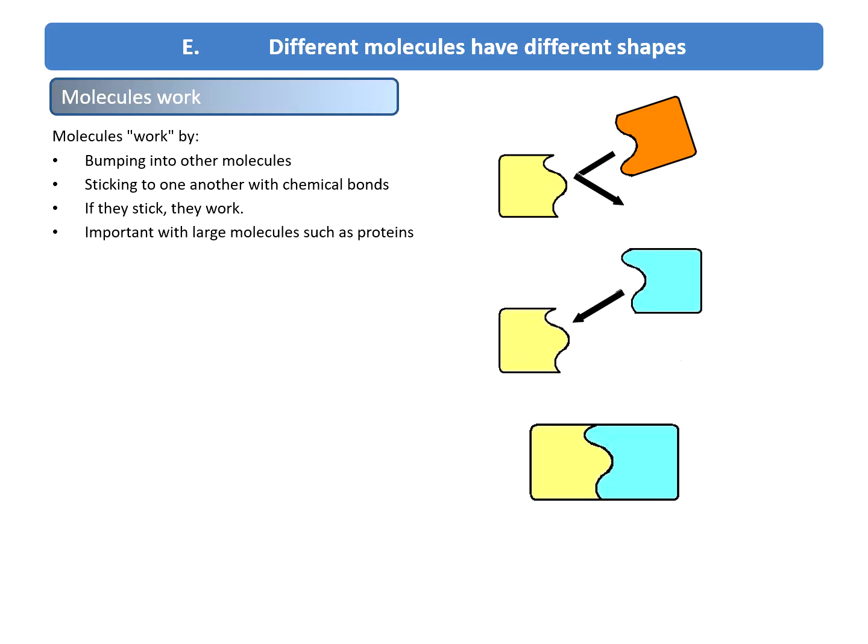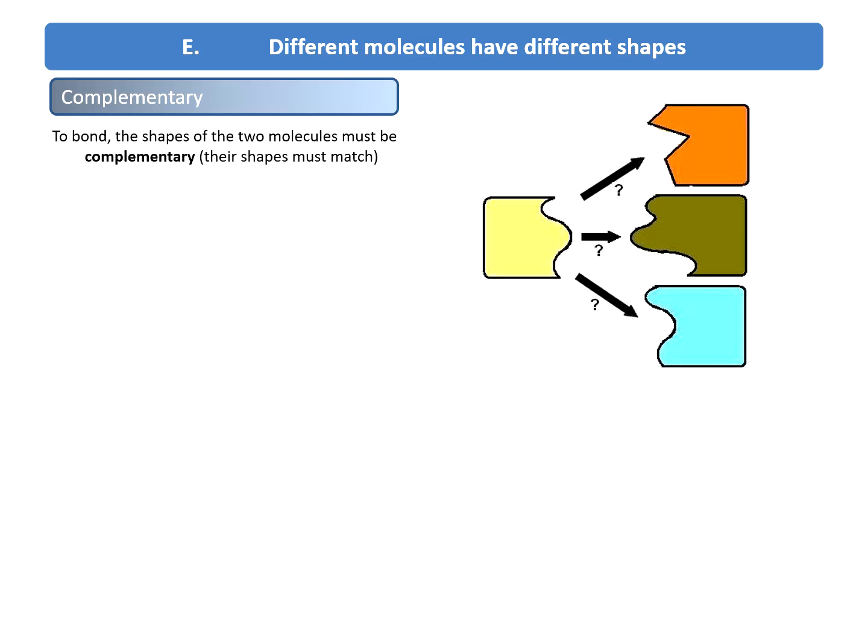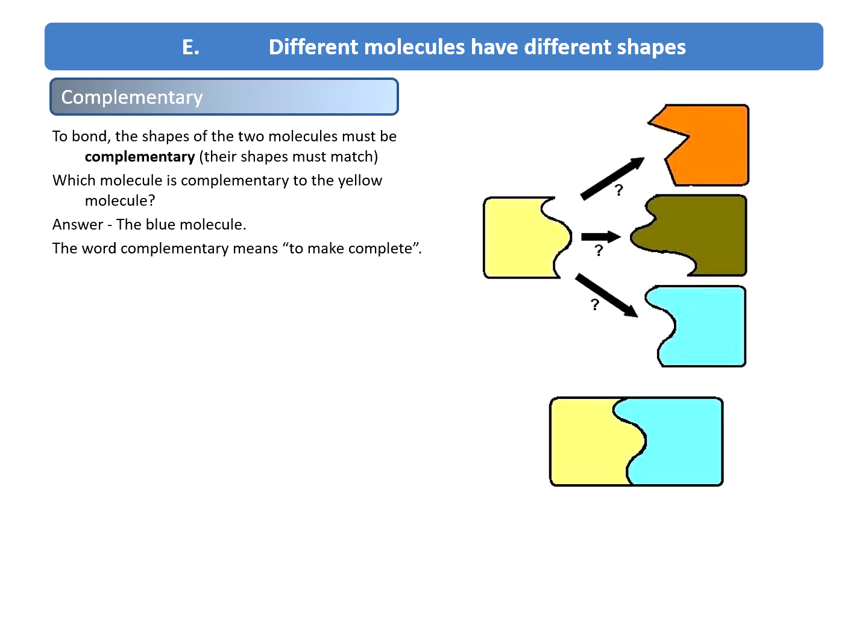It's important, particularly with large molecules, such as proteins. In order to bond, the shapes of the two molecules must be complementary. That means their shapes, like two pieces of a jigsaw puzzle, must match. Which molecule is complementary to the yellow molecule? The blue one. The word complementary means to make complete. So when the two bond, they make a bigger molecule complete.